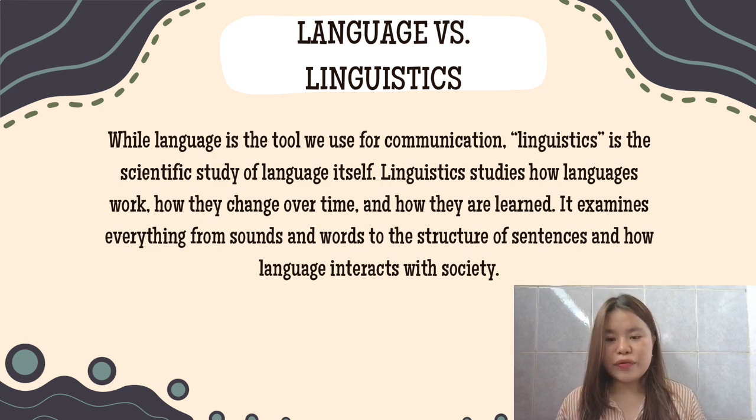For example, linguists might study how children learn their first language or how certain dialects develop in specific regions. The goal of linguistics is to understand the underlying system that governs all human languages. For example, if you have ever noticed that some people say tomato differently depending on where they live, that's something a linguist might study.